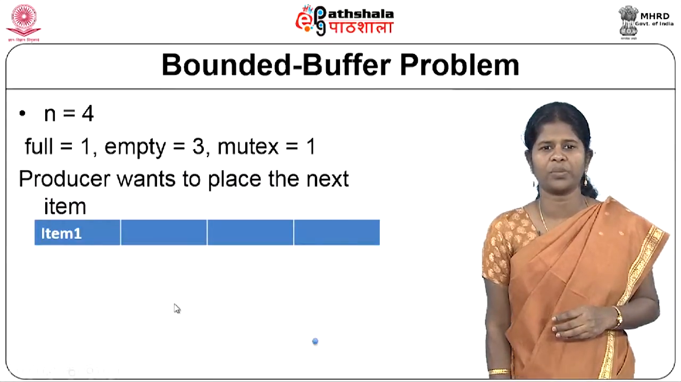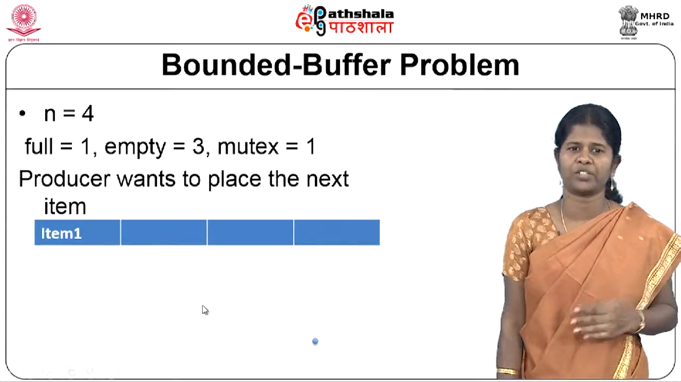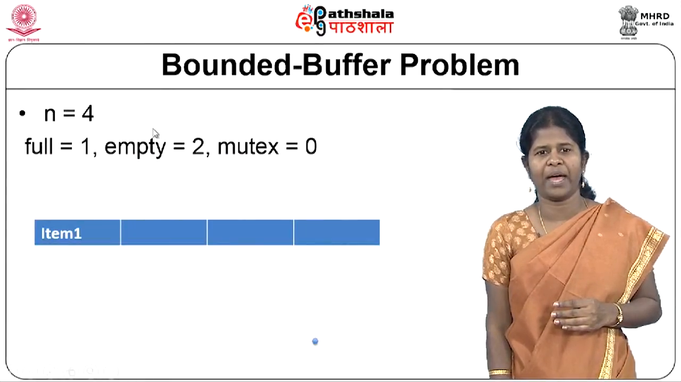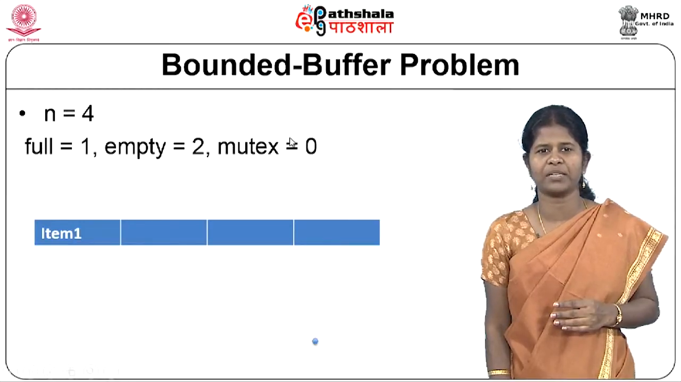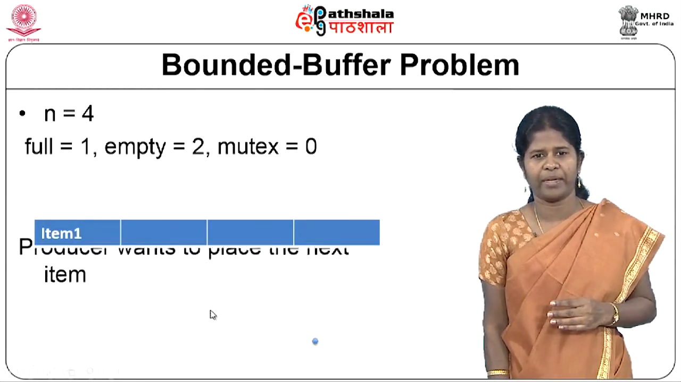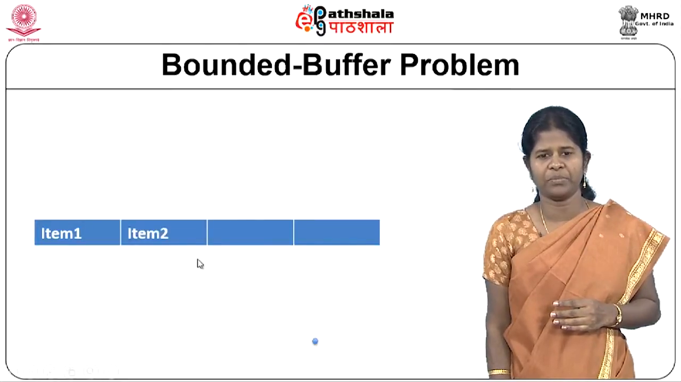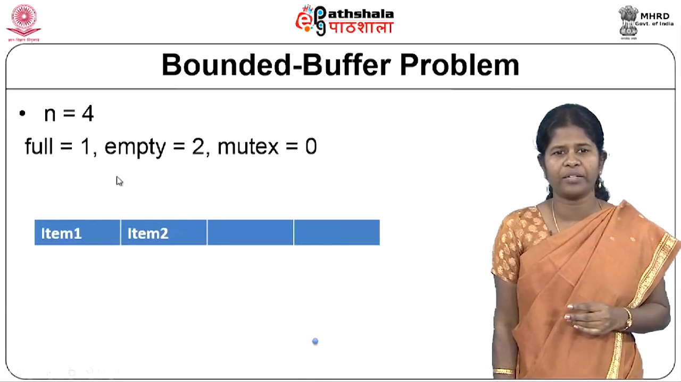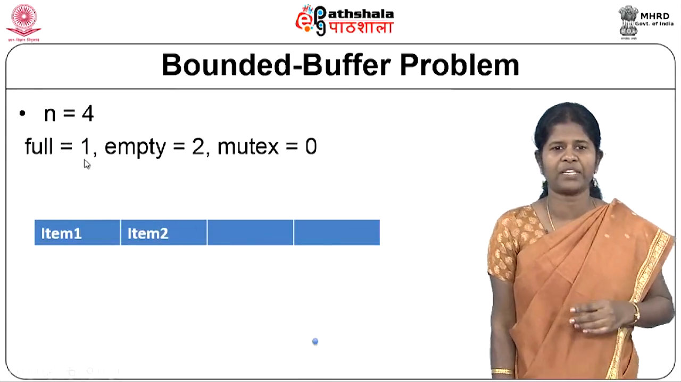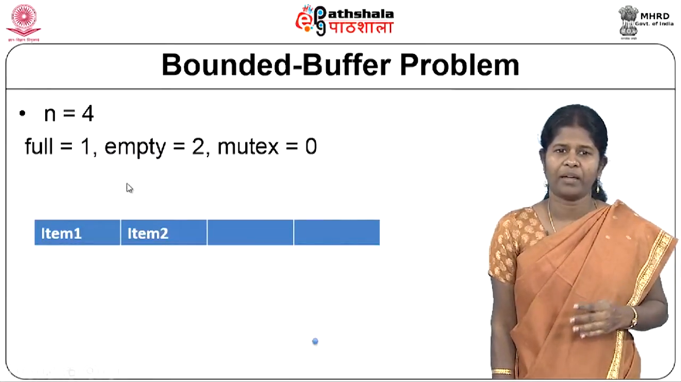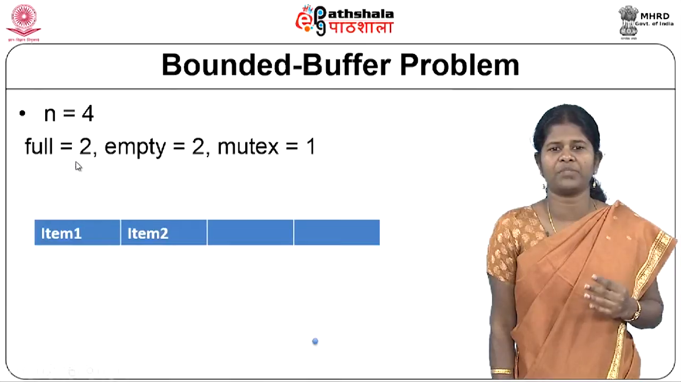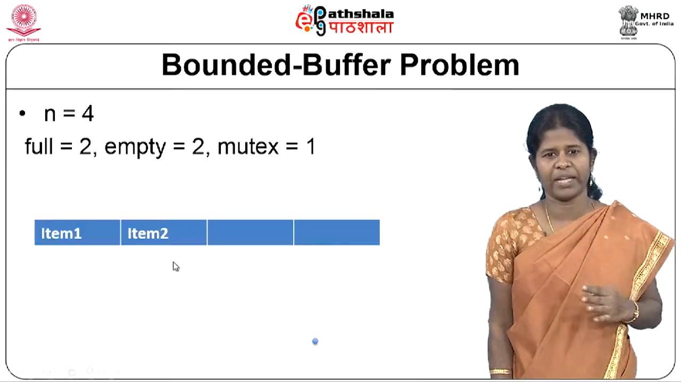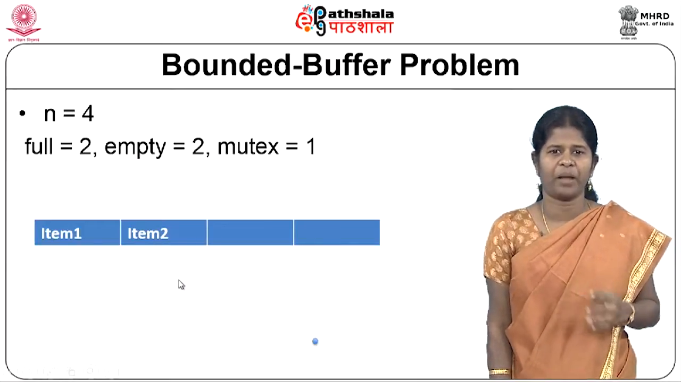Now, if the producer wants to place the next item, again it should wait on empty, wait on mutex. So, it waits on empty and empty becomes 2, waits on mutex, mutex becomes 0, and then it places the next item. The next item, item 2, is placed in the buffer. And what happens to the full semaphore after placing the item? Full is incremented, full becomes 2 and mutex becomes 1. So, now the second item is placed and all semaphores are updated.